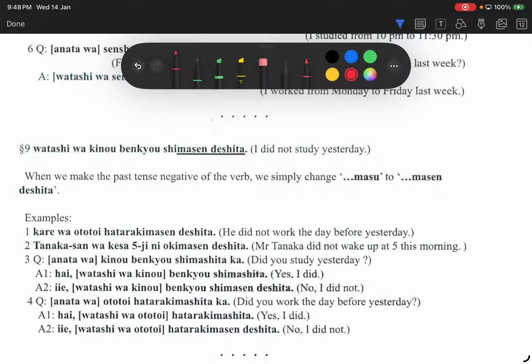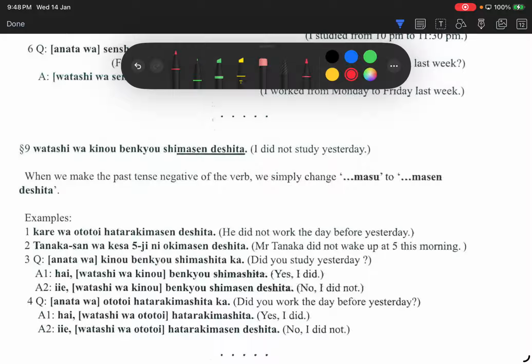Number 1. 彼はおととい働きませんでした. The time frame here is おととい. おととい means, I can't remember, 2 days ago. Refer to the appendix. So おととい means 2 days ago, the day before yesterday. So it means happened already. So 働きません, never work. Past tense. Did not work. So でした. You can think of it in English: do not work versus did not work. The not is a negative. The did is the past tense. Same as Japanese.